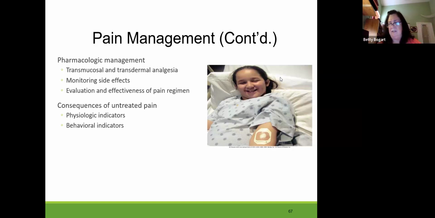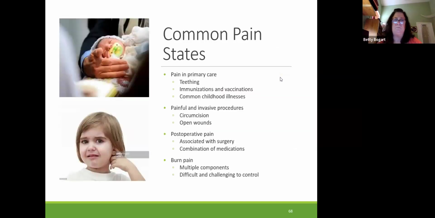Untreated pain, again, there's nothing good that comes from it. Children can have pain for many reasons. Teething is a big one in young kids. What about that circumcision on the boy as it goes on?